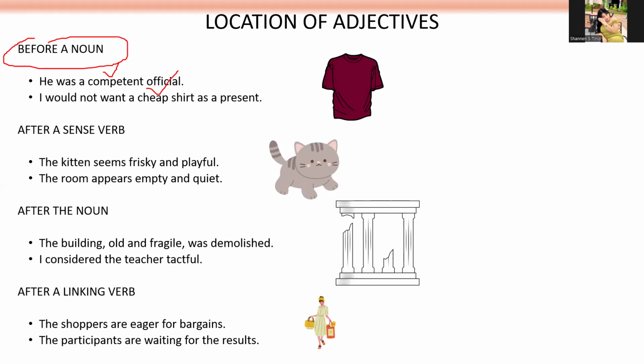Okay, I'm asking for participation right now, so please tell me your sentences. The sentence that I'm asking you to construct is where the location of the adjective is before a noun. Like, he was a competent official. She was a marvelous cook. Something like that.